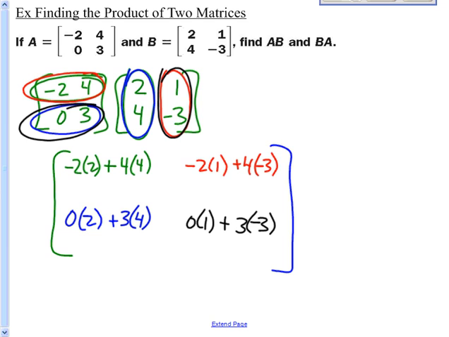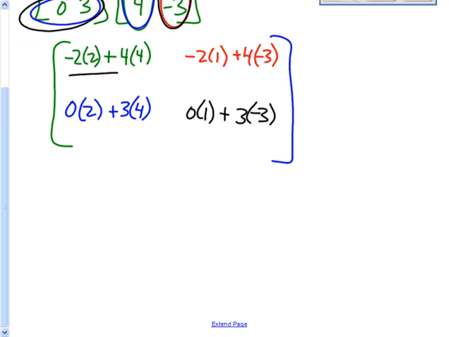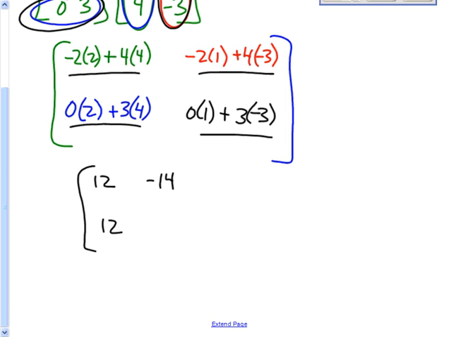So it looks like we have here negative 4 plus 16, so we got 12. And then we got over here negative 2 plus a negative 12, negative 14. And then we got 0 times 2, 0 plus 12, 12. And then here 0 plus negative 9, negative 9. Okay?